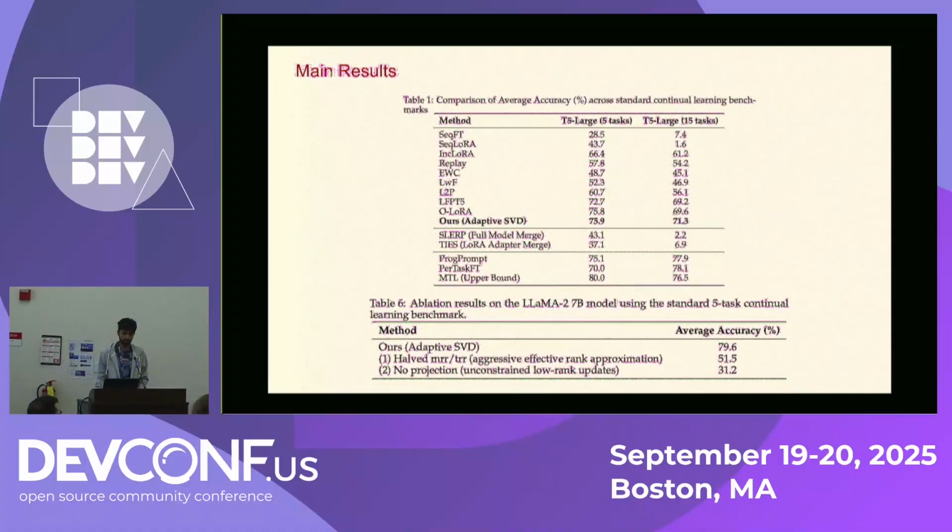And these are the methods. So on T5 large, using both the 5 task and 15 task standard continual learning benchmarks, you can see that our method outperforms all the LoRA baselines and the regularization based baselines, as well as the model merging techniques.